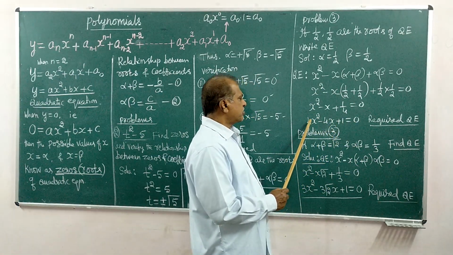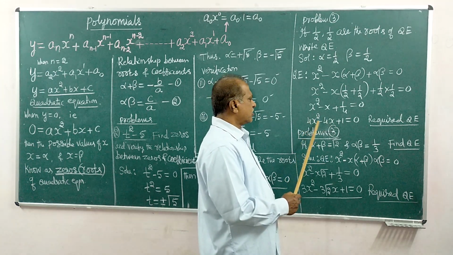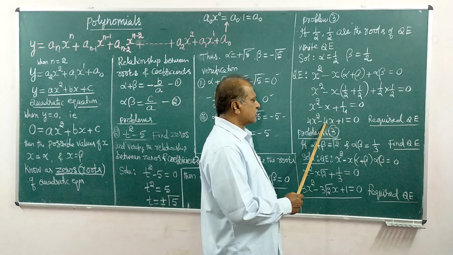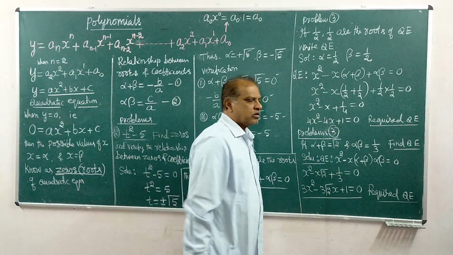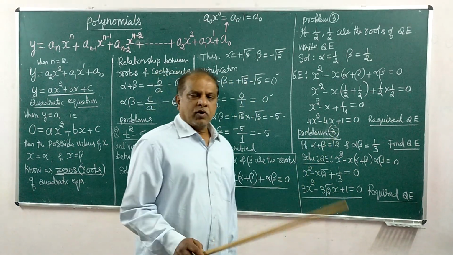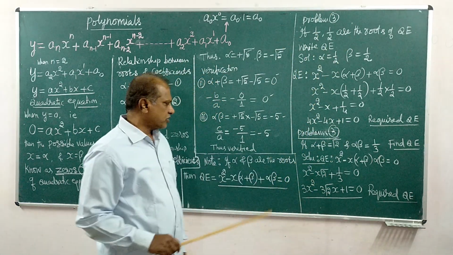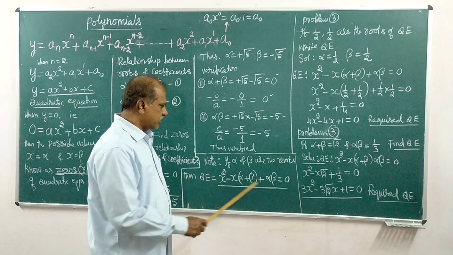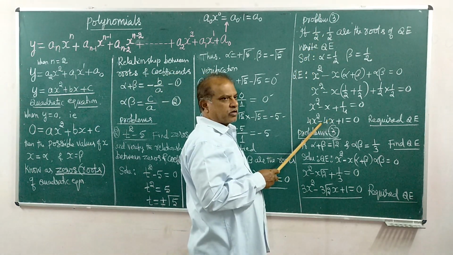Here 4 is the coefficient of x square. Minus 4 is the coefficient of x. And the value of c is 1. This is a quadratic equation. So this is how we can write the quadratic equation if we know the roots of the equation. If you know the roots, you can write it.